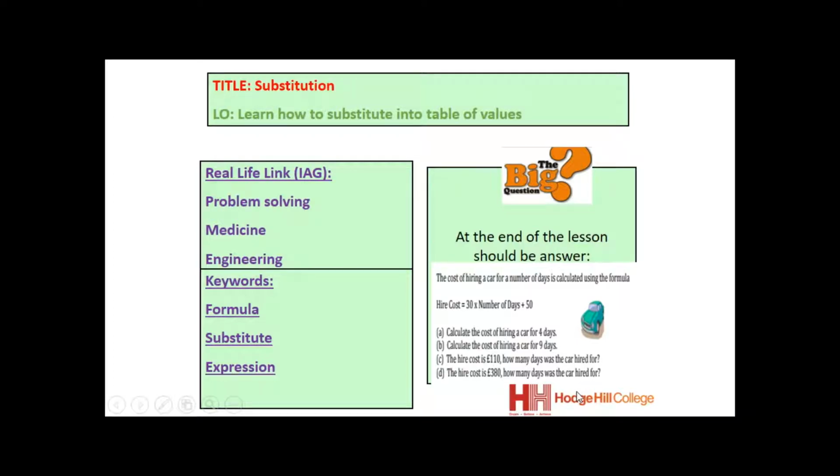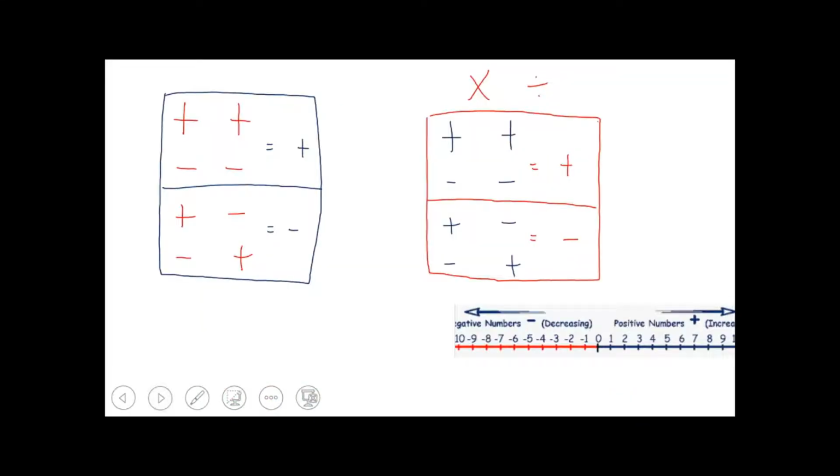Hello, we're going to be looking at substitution today, the second part of substitution, and what we're going to be doing is learning how to substitute into tables of values. This is similar to using straight line graphs, but we're not exactly going to be drawing the graphs today. We're just going to be looking at how to substitute values in tables up here.